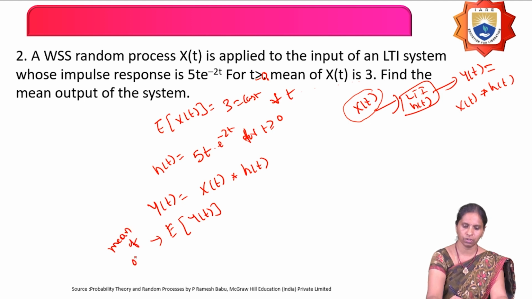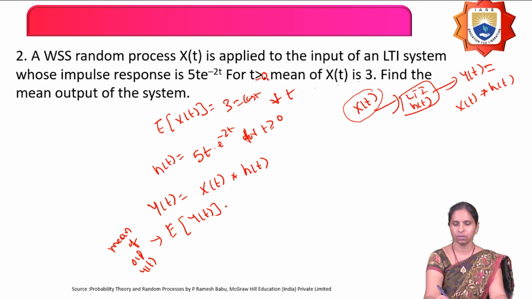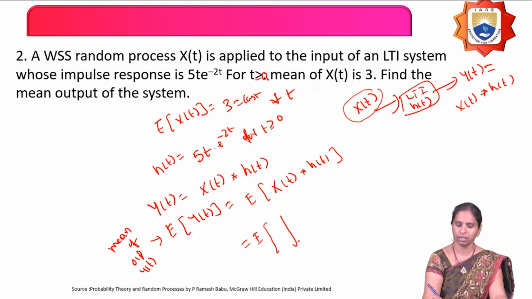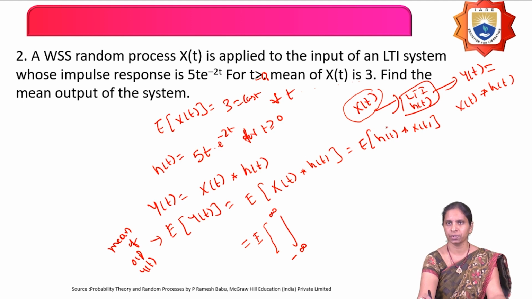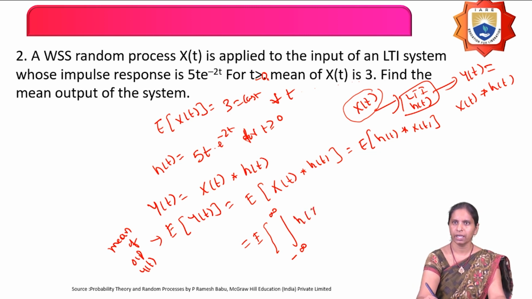The mean of the output of the system y(t) equals the expectation of y(t), which is x(t) convolved with h(t). What is the convolution formula? Nothing but an integration. So this is the expectation of h(t) convolved with x(t) also, because the convolution property satisfies the commutative law. Therefore, the convolution of h(t) and x(t) is the integral from minus infinity to infinity of h(lambda) x(t minus lambda) d lambda.